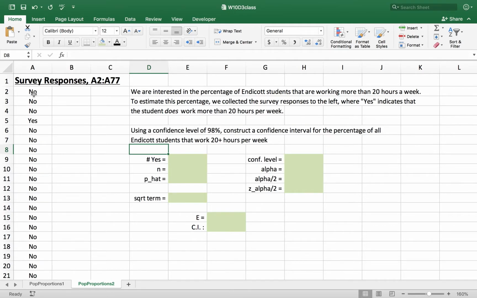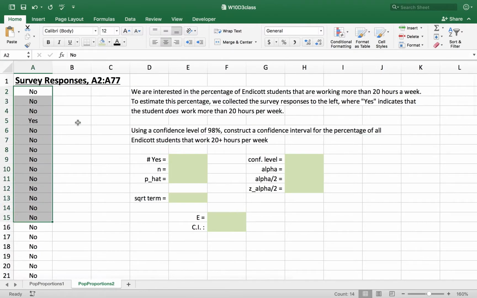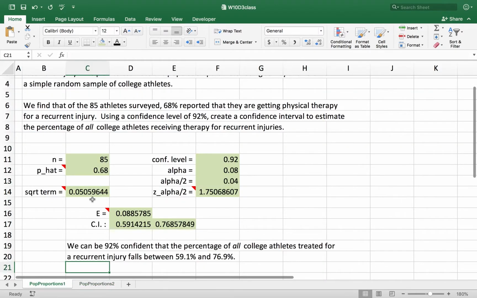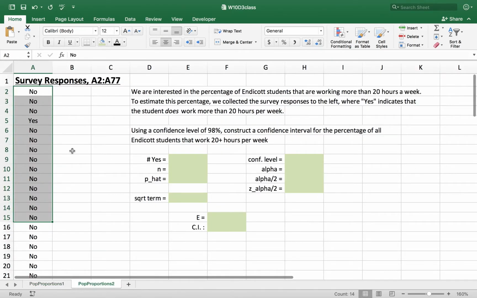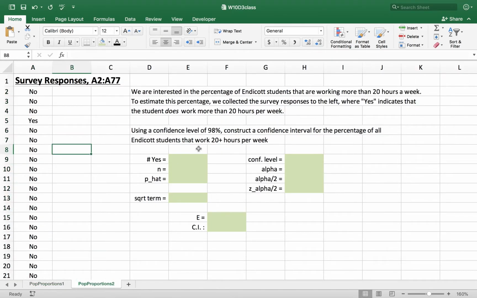In this case, I provided you with actual sample data rather than giving you the statistics that you need, as we did in example 1. Example 2 gives you the raw data and expects you to use some Excel functionality to compute the information that you need to use for later.